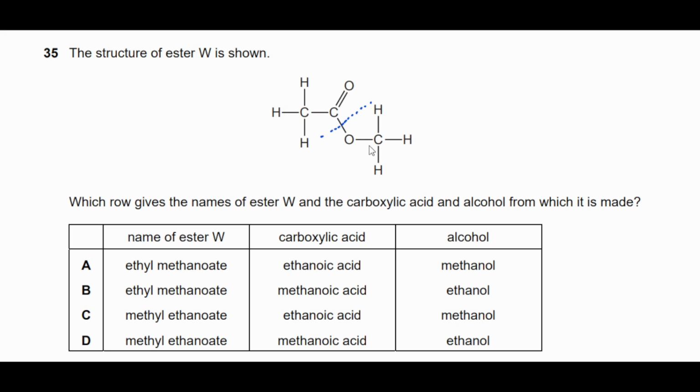So first step, this section would be the alcohol. The alcohol section is a one carbon alcohol, so it will be methanol. Therefore, B and D is wrong. And since this side is the carboxylic acid side, it has two carbon atoms, so it will be ethanoic acid instead, right? And finally, when you're naming the whole thing, you have to name the alcohol part first and then the carboxylic part second, so it will be methyl ethanoate. Okay, answer is C.